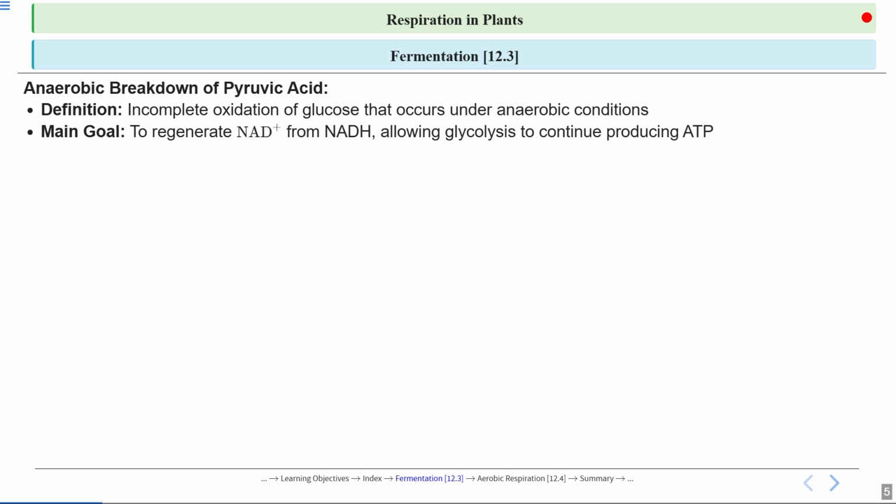So remember, the main goal is to regenerate NAD plus from NADH. This recycling is important because it allows glycolysis to keep producing ATP even without oxygen. Now if we talk about the location, all of this happens in the cytoplasm.